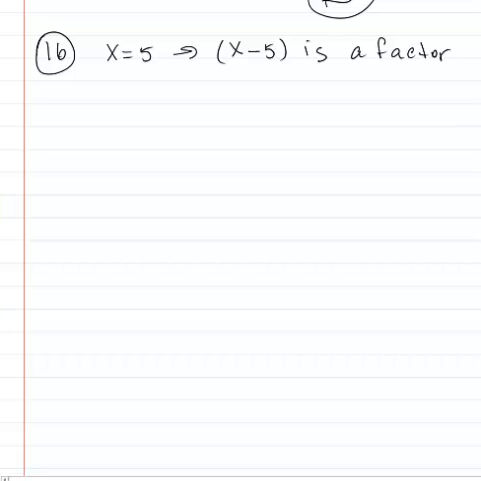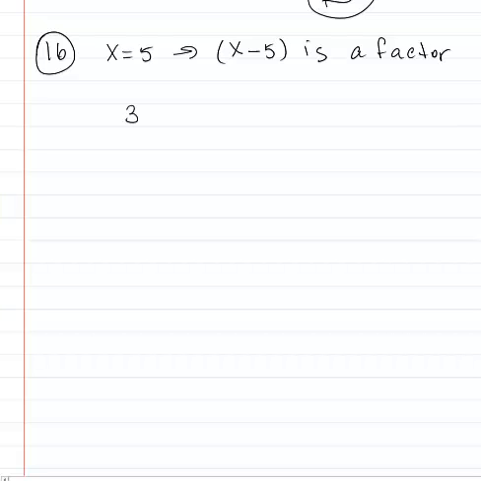Now we have a choice. We can either long divide it by that factor, or we can divide it synthetically. I'm going to divide it synthetically to find the other factors. Once I know the other factors, I can then find the other roots. So I'm going to take my polynomial and divide it synthetically.